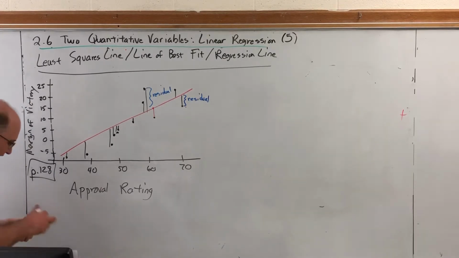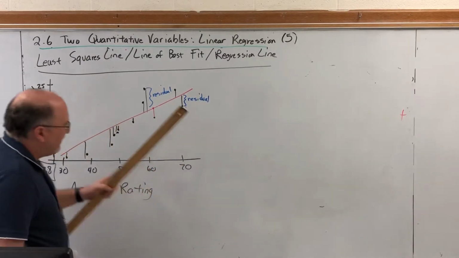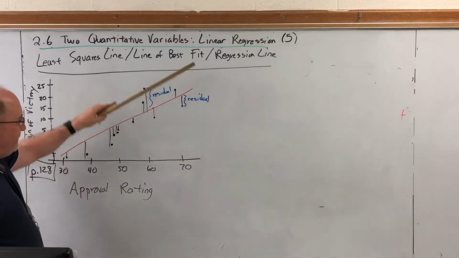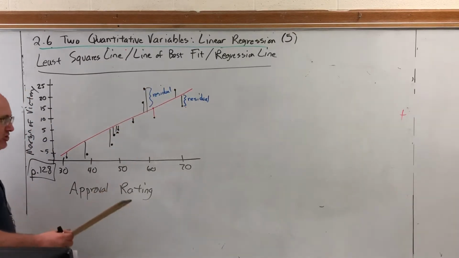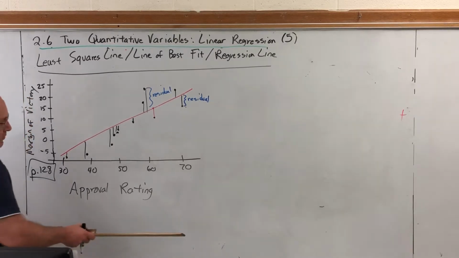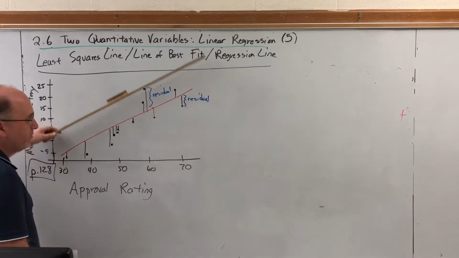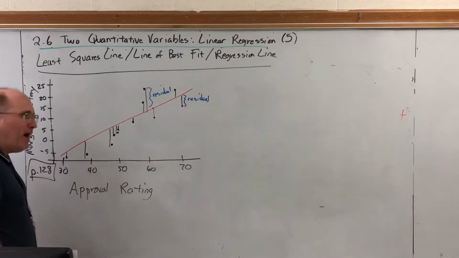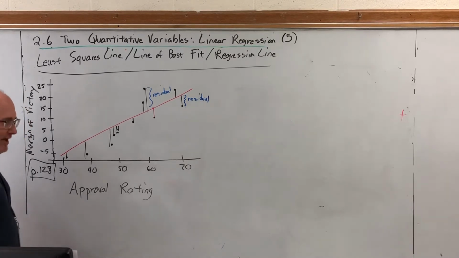So, what's a line of best fit? Well, let's think about it. If we tried to find a line that most closely fits these points, how would we measure how far off the points are from a line? Well, we could look at all the residuals and add them and try to get the smallest possible sum for residuals. But there's a problem with that.